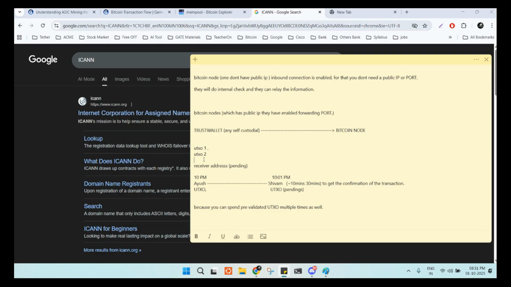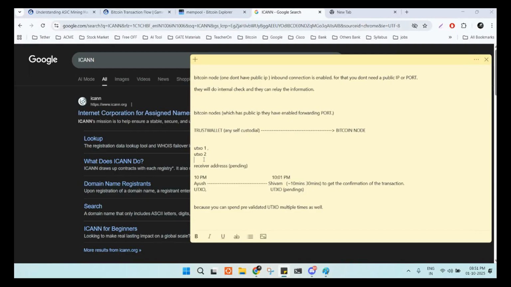Now, whenever a transaction is done, suppose I have to send some sats to you. I will take your public key, like your Bitcoin address, and I will send my Bitcoin to your address. So that is the transaction. I will sign it with my signature and I will broadcast it to the network.